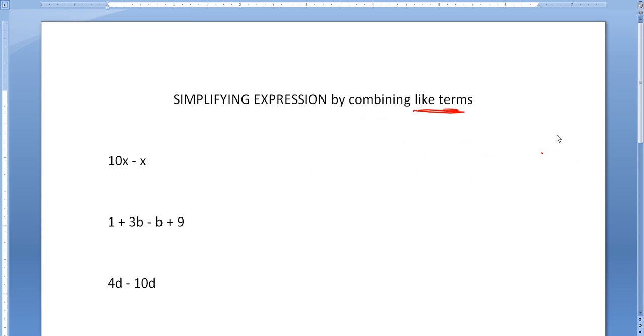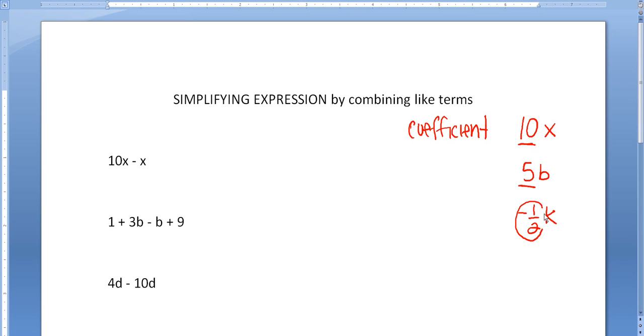reminded you what like terms look like, let me introduce you to another word, coefficient. I'll throw that word out at you, and I want to remind you what it was. The coefficient is the number in front of a variable. So in front of the letter x, the coefficient of this is 10. The coefficient of 5b is 5. The coefficient of negative 1/2 k is negative 1/2.